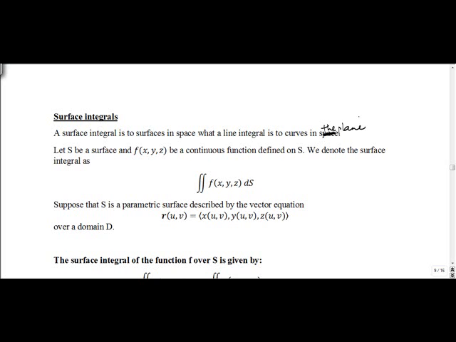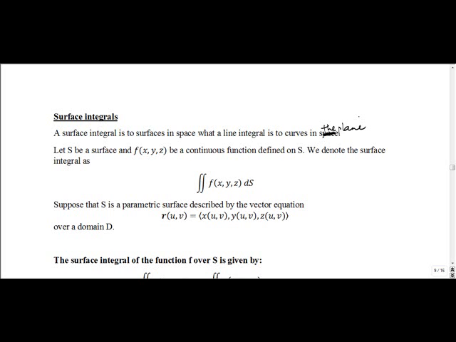A surface integral is basically exactly what we did with line integrals. So it's to surfaces in space what a line integral is to curves in the plane. All right, so we're in 3D now. That's why they call it surface integrals. Notation.